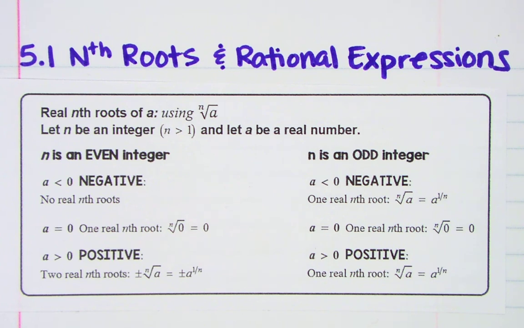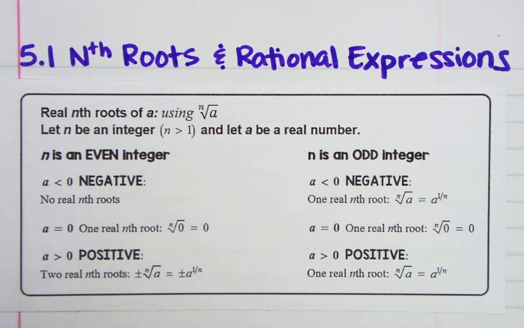So first, you look at the root, even or odd, then look at A: negative, positive, or 0. That's how you tell what's going on in this chart. You'll get used to it. By the end of this class, you'll know. We'll say it enough that you'll know without having to look. But this is just there for your help.